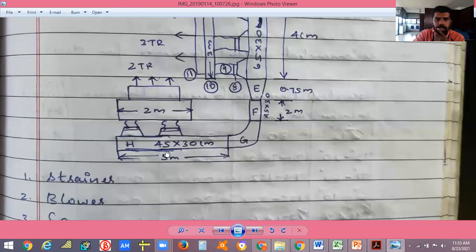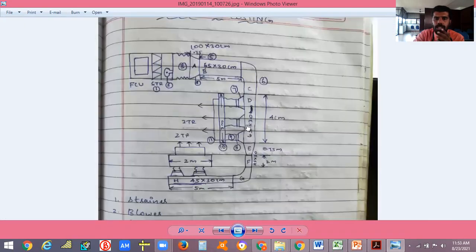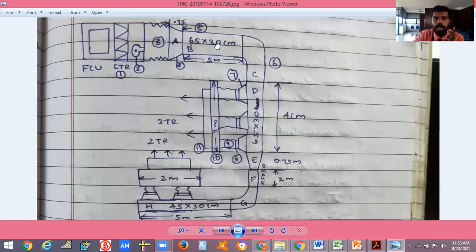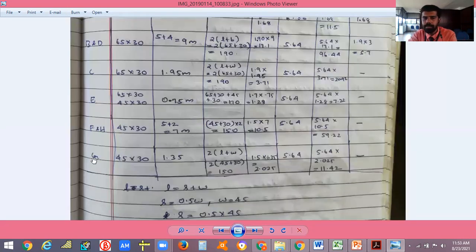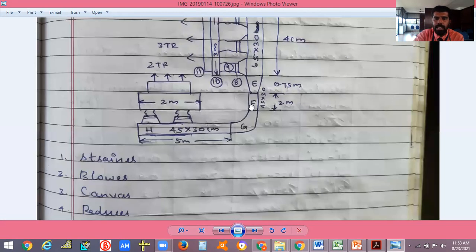F and H, it is duct. 45 to 30, 45. Do similarly according to this: D and D, so that is also duct. D and D, it's the same way you do it for F and H also. Now G. What is G? G is the elbow. The same way you have done for C, you do it for G also.